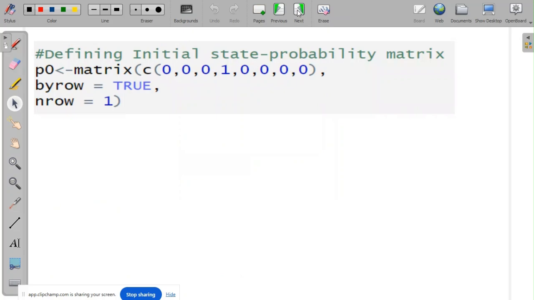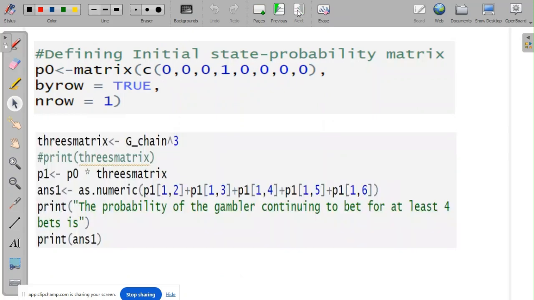Having defined the initial matrix and the TPM, we can get the product by first finding the third part of the matrix, and I'll multiply these two, and I'll in particular add the entries which are in the second, third, fourth, fifth, and sixth positions of the resulting 1 by 8 matrix, because I want to leave out the possibility where the first entry denoting the 0 rupees and the last two entries which denote the 6 rupees and the 7 rupees are not considered. So when I add all these probabilities, I'll get the required answer. So that completes the code part of it.